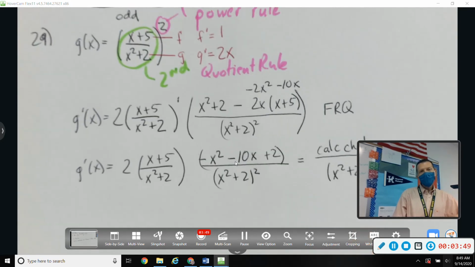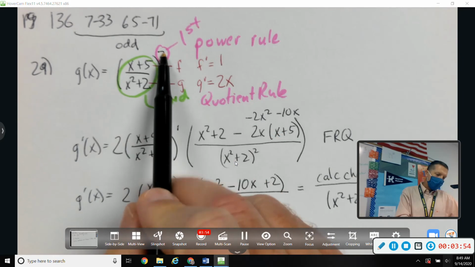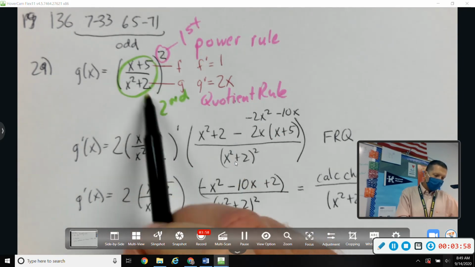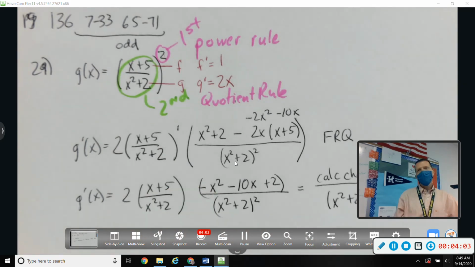But big picture, it's a good question, because look at how many things we covered. Power rule, quotient rule, chain rule, power rule again, and then lots of algebra. So good question.